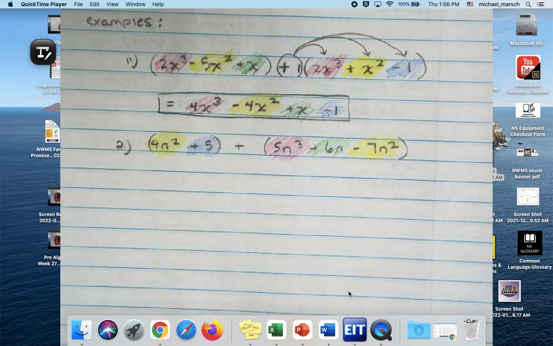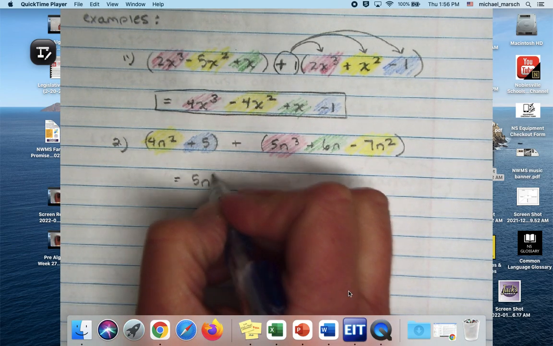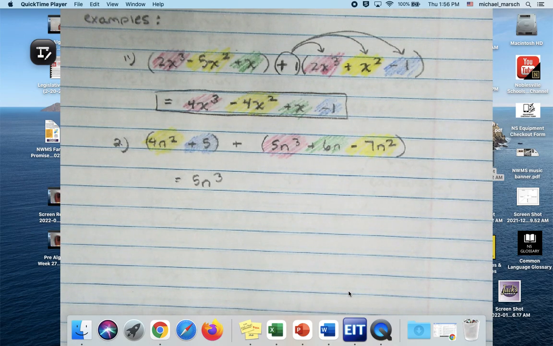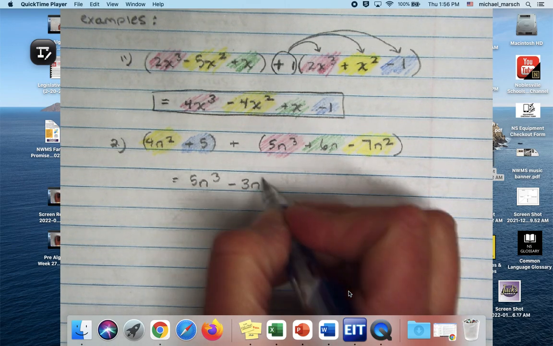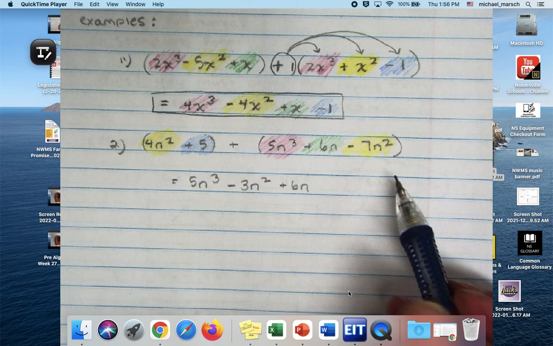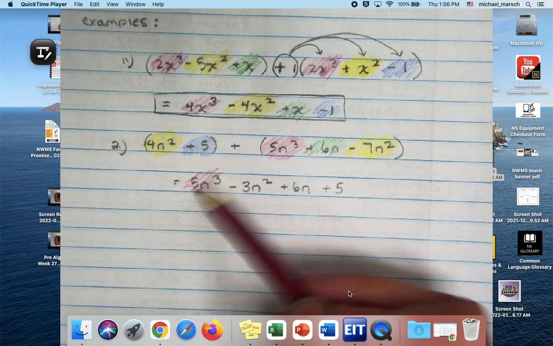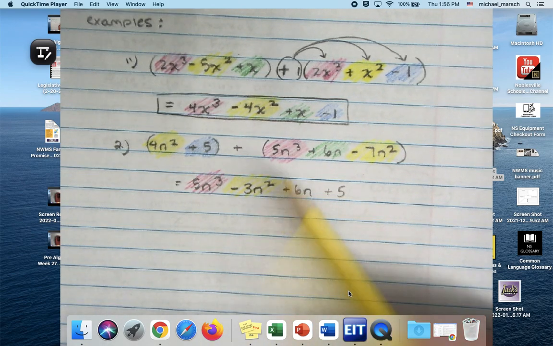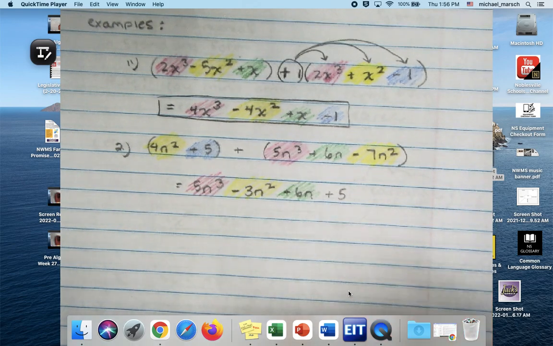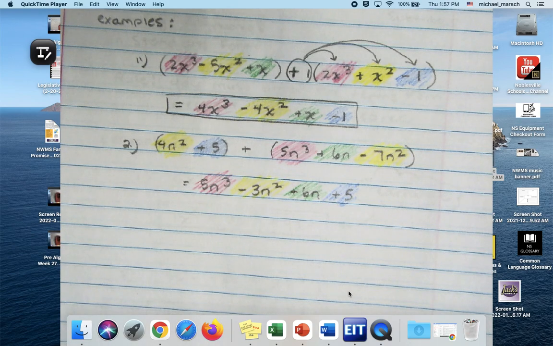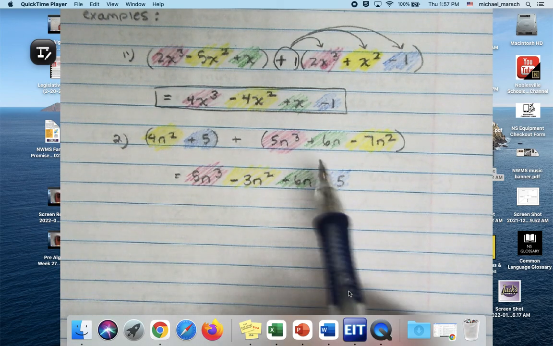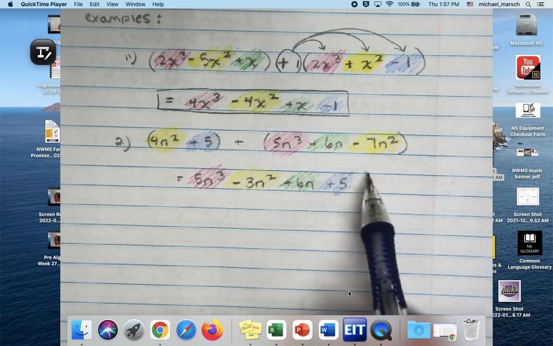So now when I write my answer, I want to put it in the proper form by decreasing degree values. So what's going to be my first term for my answer? 5n to the third. Yep. What will be my next value? Negative 3n squared. How did you get that? Because negative 7n squared plus 4n squared equals negative 3n squared. Yep. So I've got my red, my yellow, my green, and my blue. So would it matter if you put the 6 and 5 first? It does, because this is like having a 1, and this would be like having n to the 0 power. Yep, good question.